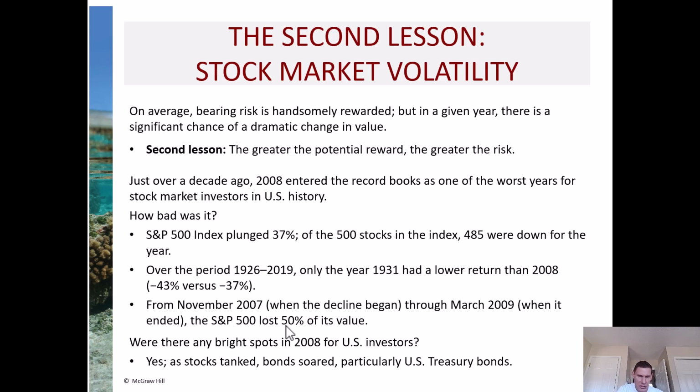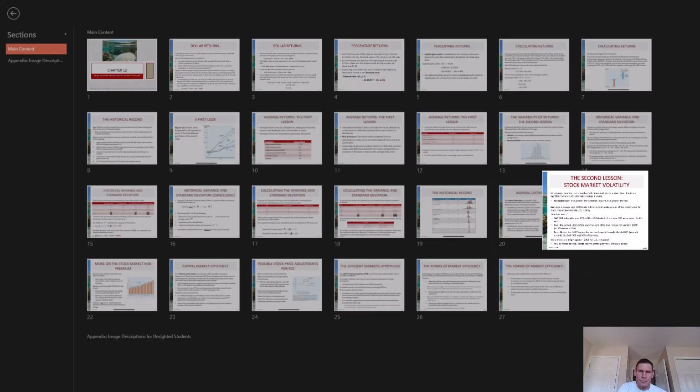And the answer is yeah, stocks tanked, bonds soared. So think about this, if people don't want to invest in stocks, they'll probably move into bonds and vice versa.